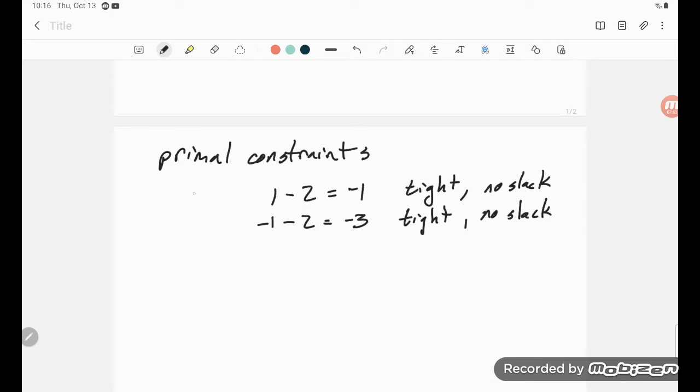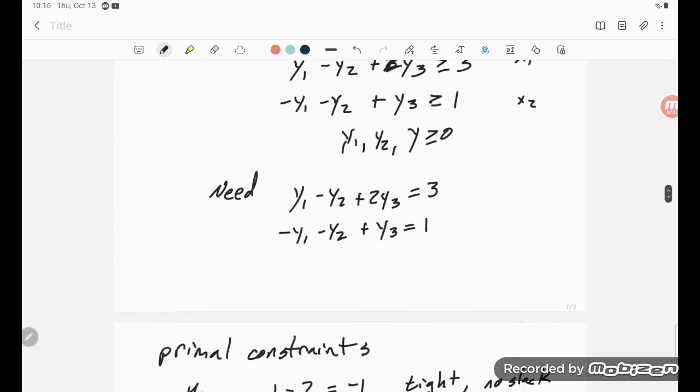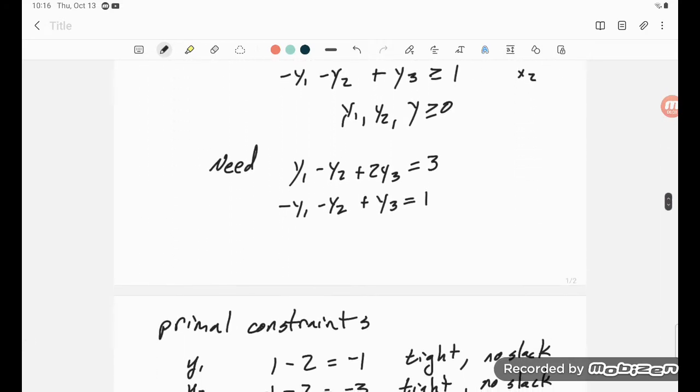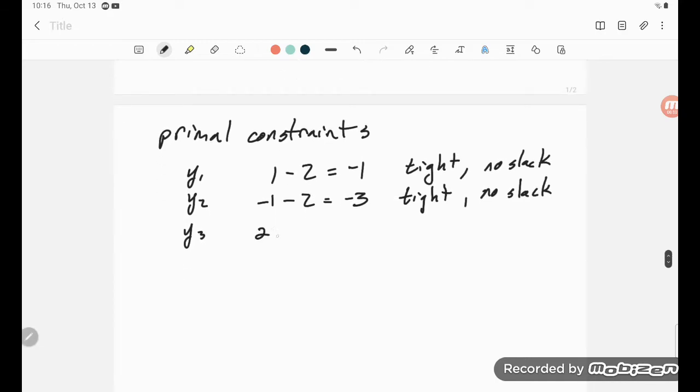Okay, so this was the y1, this is the y2. Now, does that mean they're non-zero? No, it just means they don't have to be 0. And then our y3 case, third constraint, 2x1 plus x2. So that's 2 times 1 plus 2 is equal to 4, but that is strictly less than 7, so there's slack. That implies that our y3 has to be 0.